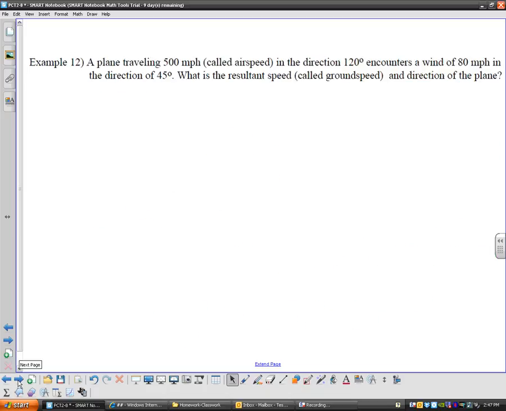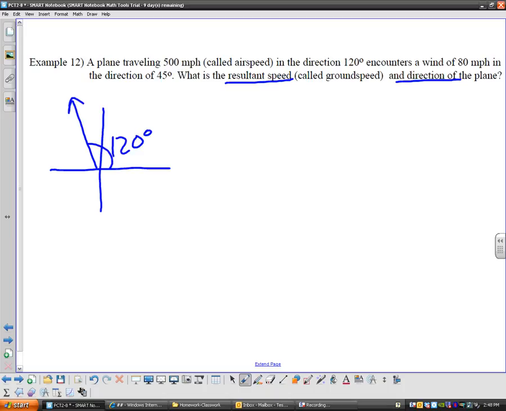Now, example 12, the last one we're going to do: a plane traveling 500 miles per hour, called the airspeed, in the direction of 120 degrees encounters a wind of 80 miles per hour in the direction of 45 degrees. What's the resultant speed, called the ground speed, and the direction of the plane? If it helps to draw a picture, you can, or we've got the plane here at a 120 degree angle.